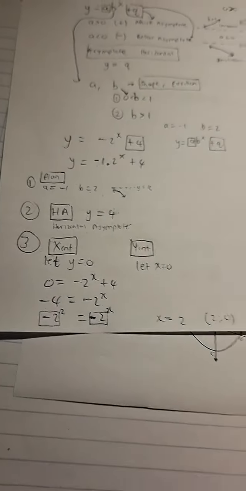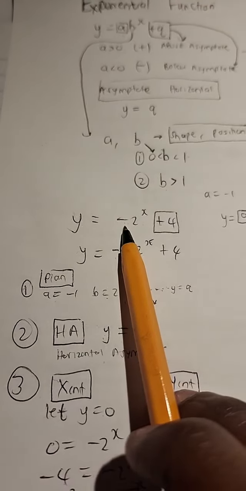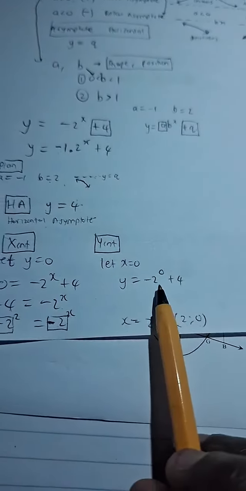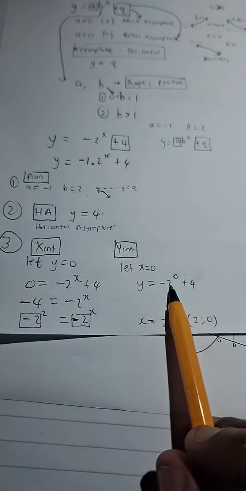We let x be equal to 0. Very good. So that means we go to the function again, letting x be equal to 0. We say y is equal to negative 2 to the power 0 plus 4. Now let's be very careful. Negative 2 to the power 0.